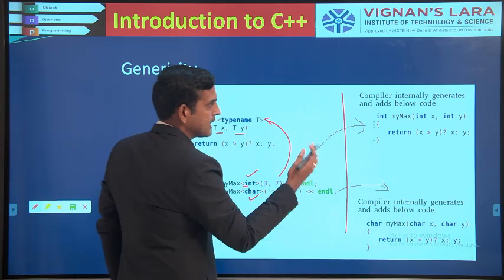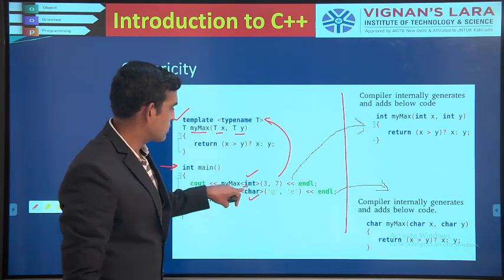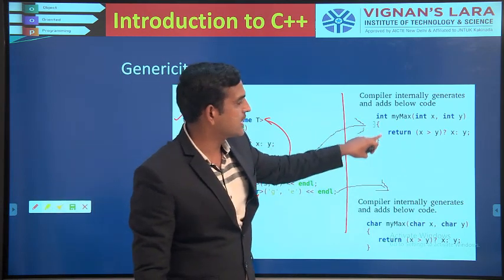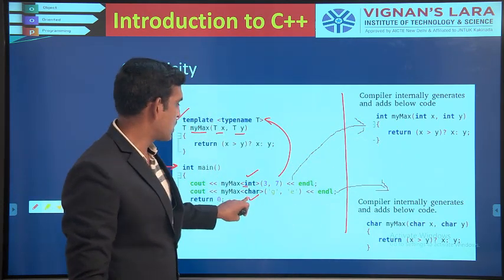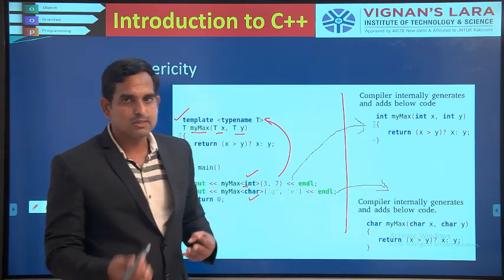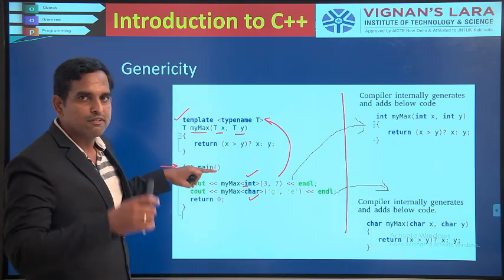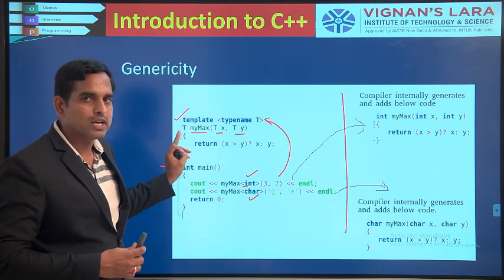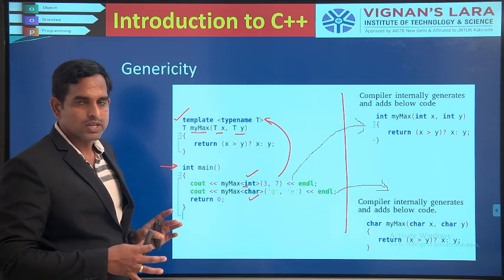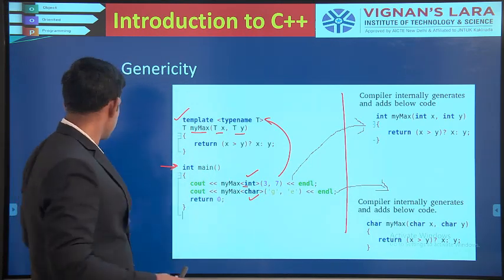The compiler internally generates and adds this particular code. When I am calling it with an integer, it will generate integer code. When I am calling it with a character, it will generate character code. So this thing, where you write a code or a function that works for every data type, is called genericity. This is another important feature of object-oriented programming.